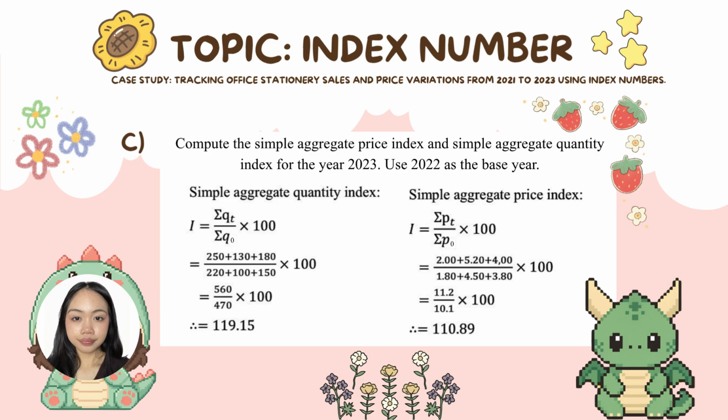Next, to calculate the simple aggregate price index, use the formula I equals the sum of price in 2023 over the sum of price in 2022, times 100. Substitute the information. 2.0 plus 5.2 plus 4.0 over 1.8 plus 4.5 plus 3.8, times 100, and it will be 11.2 over 10.1 times 100, and the final answer is 110.89.